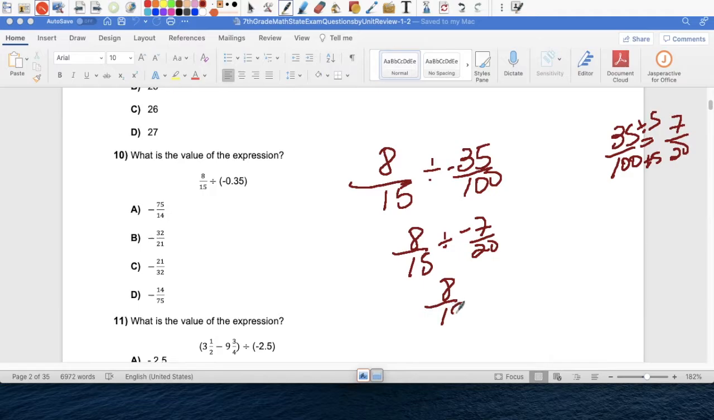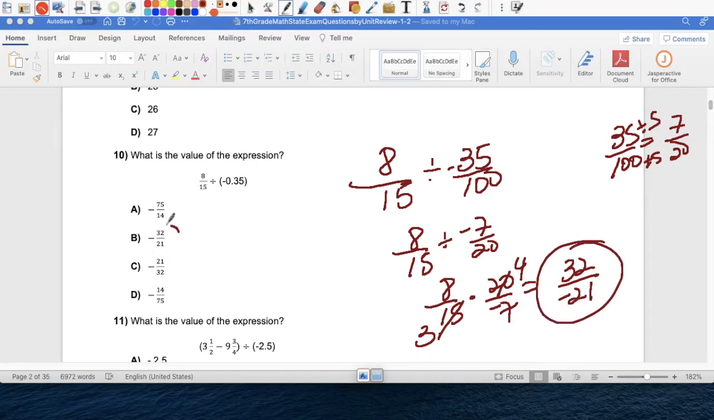the same thing as multiplying by the reciprocal. So you know your answer is going to be negative. Can we simplify things? Yeah, this becomes 3, that becomes a 4. You have 32 over negative 21. Or you can just put that in your calculator. So 10 is B.